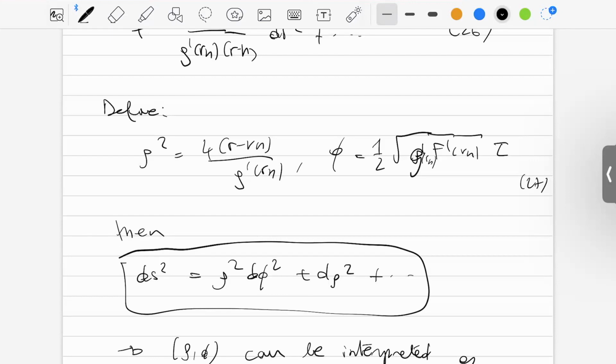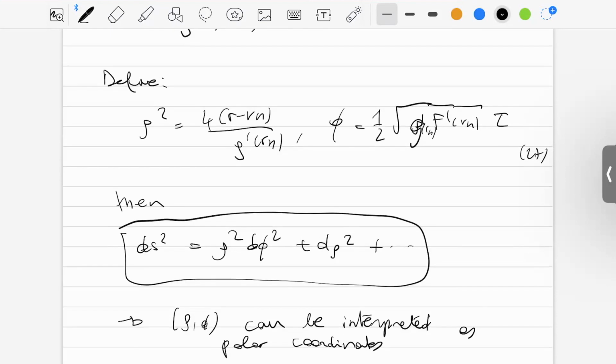As polar coordinates. So it means that phi is then an angle, and an angle is periodic. The polar angle is periodic with period 2 pi. So phi is periodic. However, phi was proportional to tau. So it means that tau is then also periodic with this period.